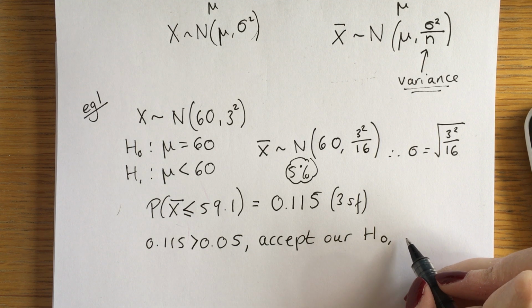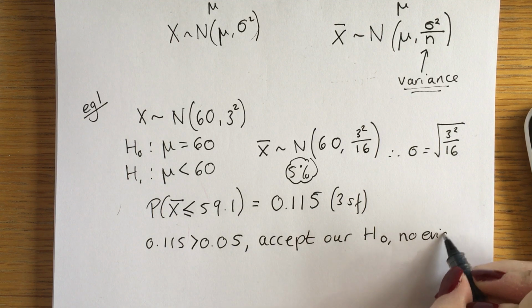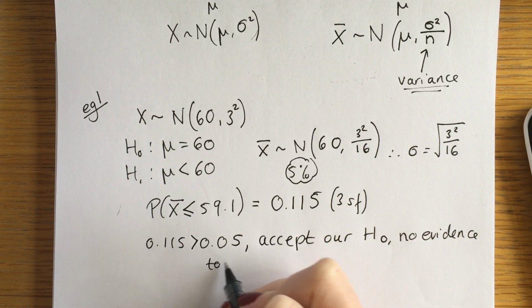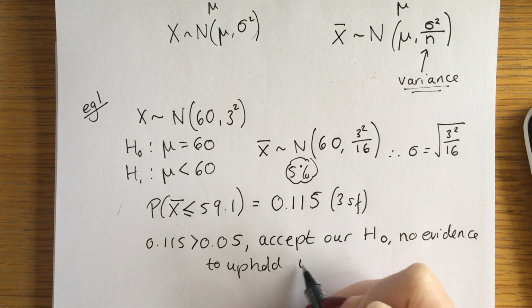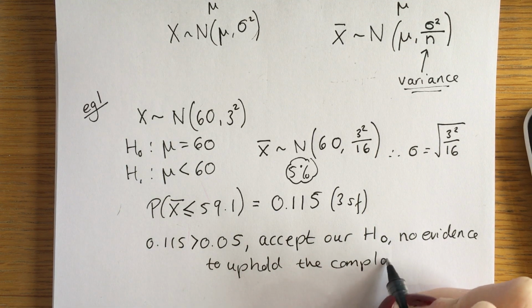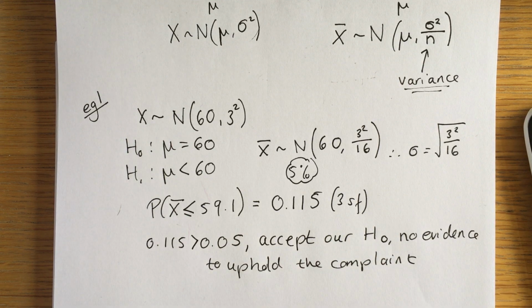There's no evidence to say it's different. So there is no evidence to uphold the complaint. Because the complaint was that it was less than 60, but from the sample taken, it is within the acceptable probability that we could get a sample mean of 59.1. So this is greater than 5%, it's actually an 11.5% chance. So therefore we would consider it likely enough to accept the null hypothesis. There's no evidence that our mean has changed.